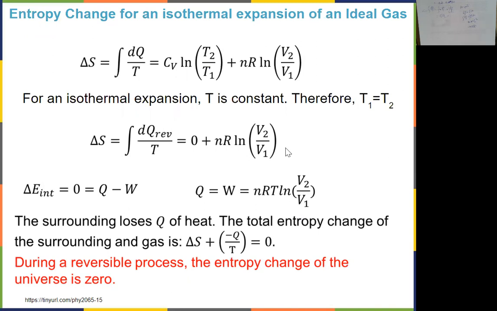Now it depends on what process you have. If you have isothermal expansion, then T will be constant, so the first term will go away. Delta S will be just equal to the second term. And for Q, because T is constant, the internal energy change is 0, since internal energy is proportional to T. If there is no T change, then that's 0. So Q equals W.